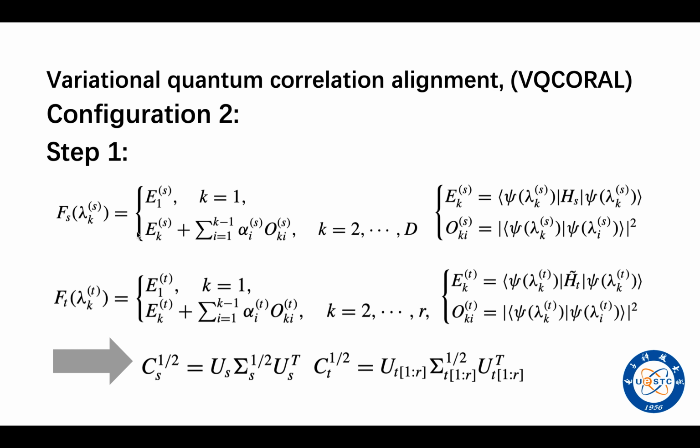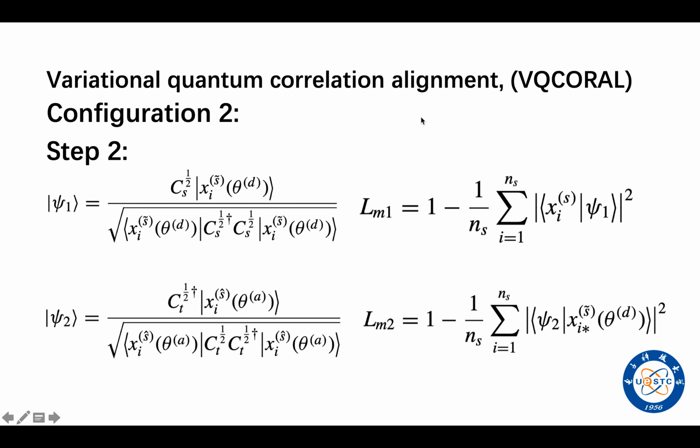In configuration 2, we accomplish the procedure of correlation alignment in two successive variational steps. Concretely, the square root of the source and target domain matrices can be computed by an iterative process. Then, we define the cost functions L_M1 and L_M2 to accomplish the procedure of matrix multiplication.